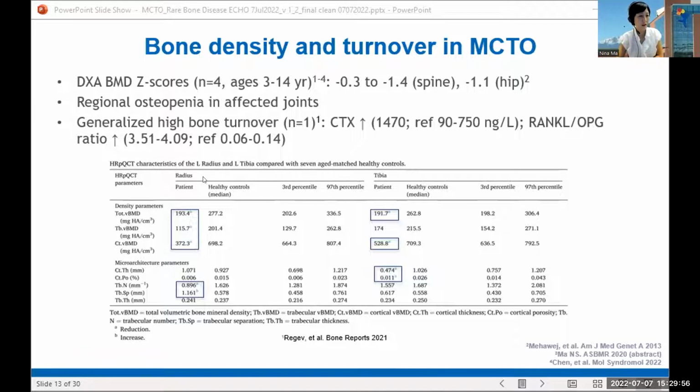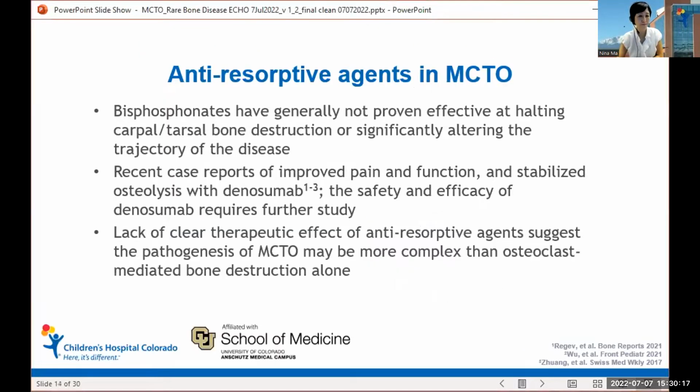So this patient was also noted to have generalized high bone turnover. The serum CTX levels were reported to be elevated, as was the RANK ligand to OPG ratio. And this patient had gone on to be treated with denosumab, and they reported a stabilization of the osteolysis. So with osteoclast-mediated osteolysis having been regarded as the primary mechanism underlying the bone phenotype in MCTO, it makes sense that patients had been treated with anti-resorptive agents.